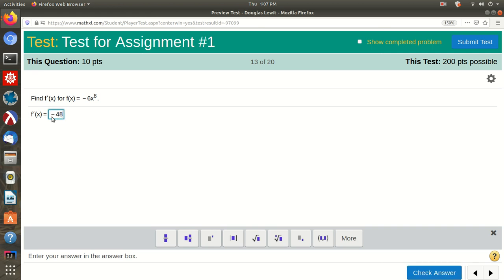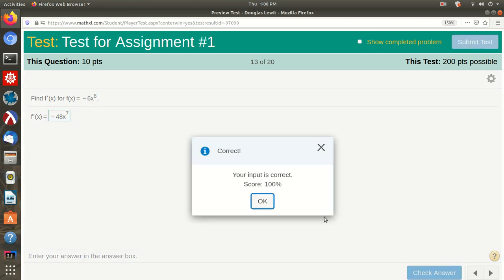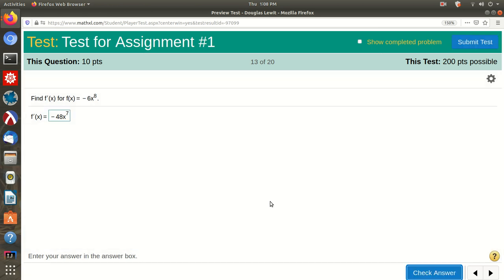Negative 48 x to the power of, and then this power is reduced by 1. So instead of 8, it's going to be 7. And that should be correct. Let's move on to the next one.